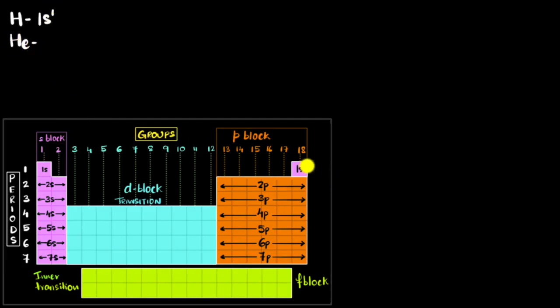Helium. Helium is over here. So helium would be 1s, but look, it is the second square to the right in the S block. This is an exception, right? It's the second square, 1, 2. So it will be 1s2, and that's it. And you can verify that there are 2 electrons in helium.